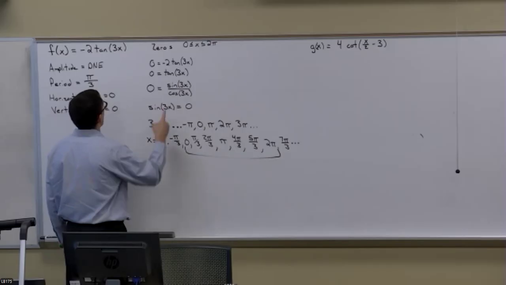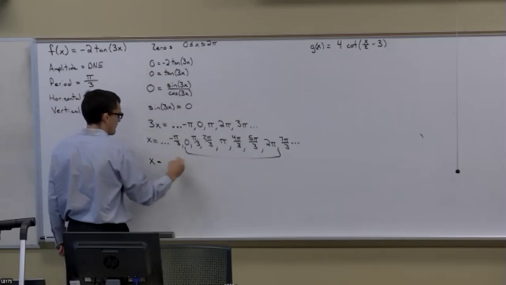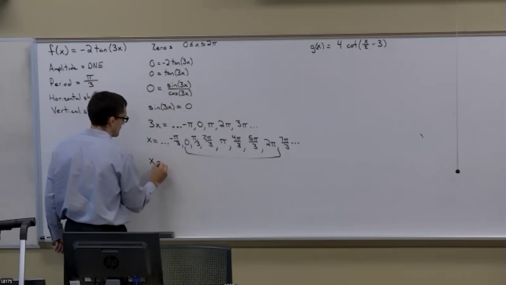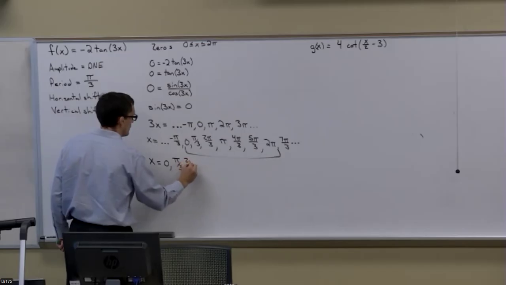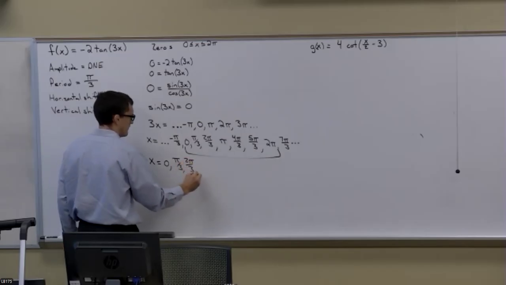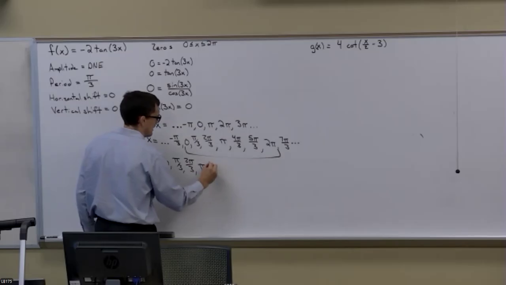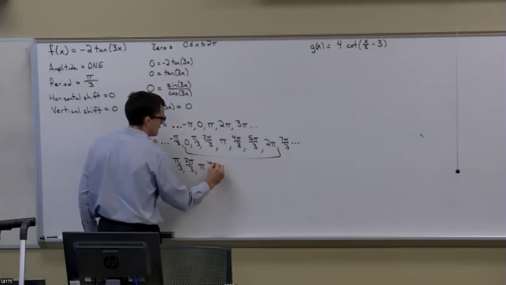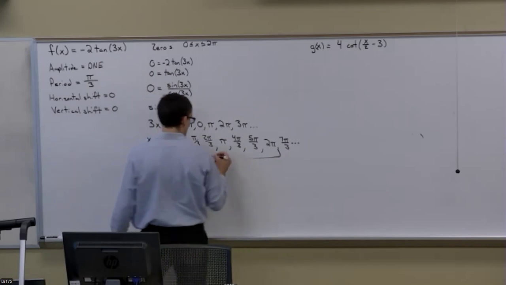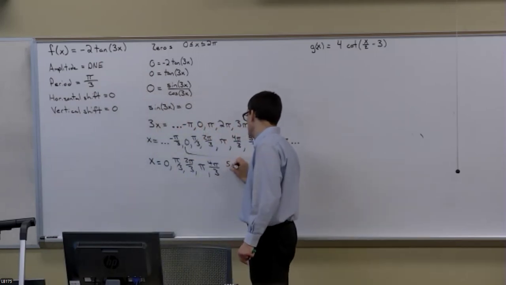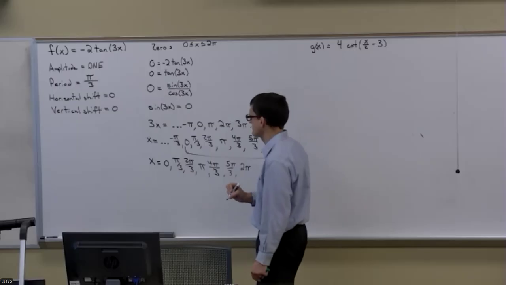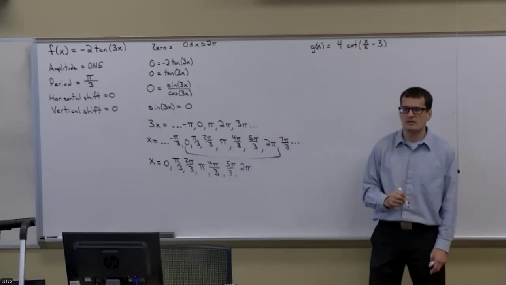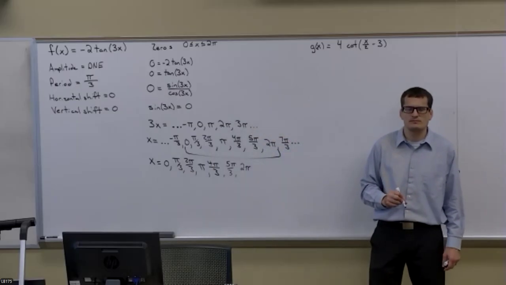So the zeros of the tangent function, at least the ones between 0 and 2 pi, are 0, pi over 3, 2 pi over 3, pi, 4 pi over 3, 5 pi over 3, and then 2 pi. Does that make sense? Where I'm getting those from? Okay.